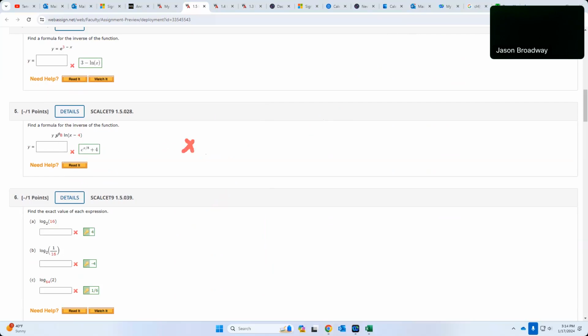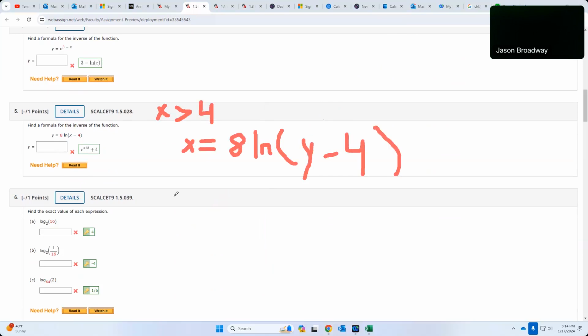Now here, y can be all real numbers. Notice x, though, has to be greater than 4. Otherwise, the natural log will be undefined. So here we trade places, and it's going to be y that's going to be greater than 4. Because we're using the inverted equation, we're going to solve for y to get the inverse. It's the same idea we've been doing before.